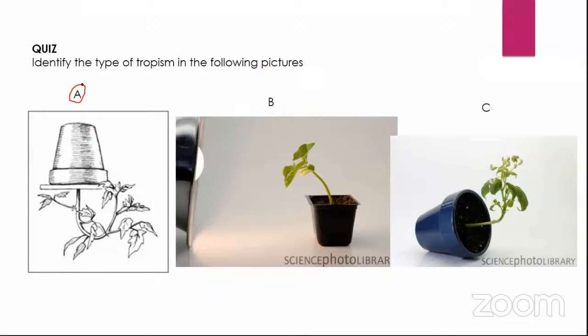Okay. A final quiz for every one of you. The following pictures. We're having picture A. Who can give us the answer? Identify the type of tropism in the following pictures. You can raise your hand and tell us the answer. Okay. In picture A. Yes, Mubaka.